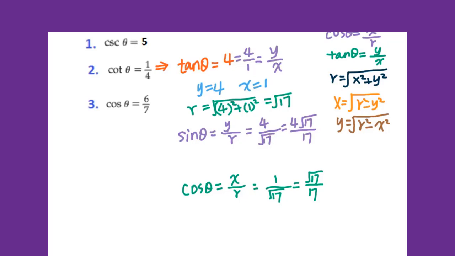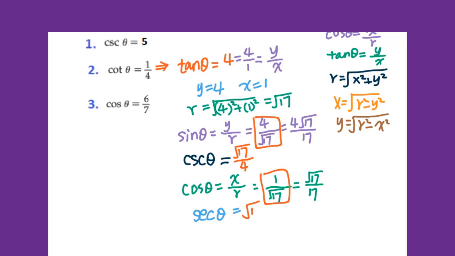Then we will work on the minor one related to sine theta, that's cosecant theta equals. Remember, we flip the middle one so that we can do less work. That will be square root of 17 over 4. The minor trig function related to the cosine theta, that's secant theta. Still, you need to flip this one. That's square root of 17. Yeah, that's all for number 2.